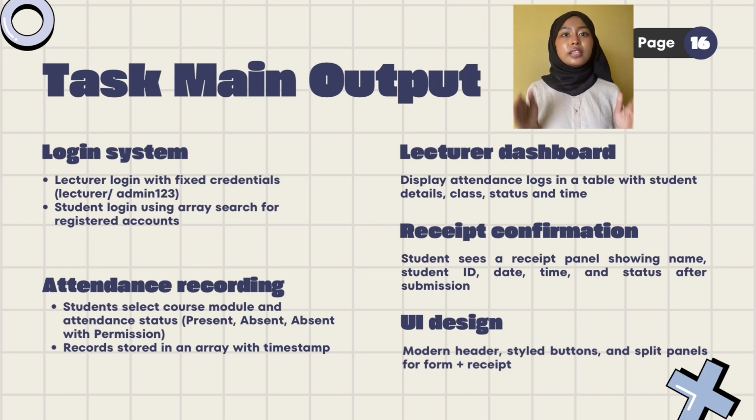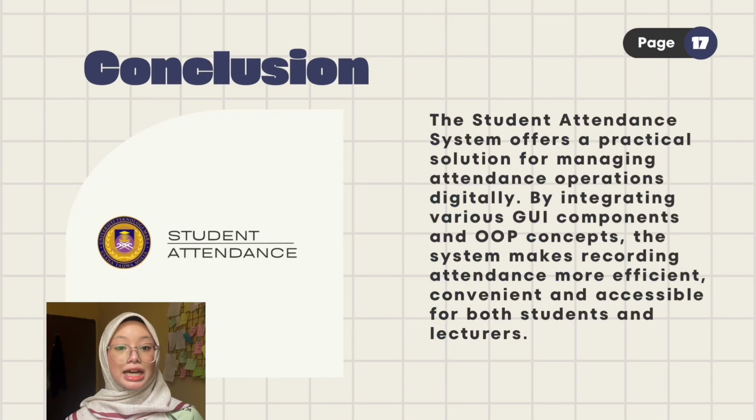Finally, let's talk about the UI design. We focus heavily on a creative, aesthetic, and highly functional user experience. It features a sleek, modern header and styled buttons. We also implement a split panel layout that effectively separates the data entry on one side and the live receipt review on the other, making the workflow incredibly intuitive. In conclusion, our student attendance system successfully addresses the core inefficiencies of traditional academic administration.